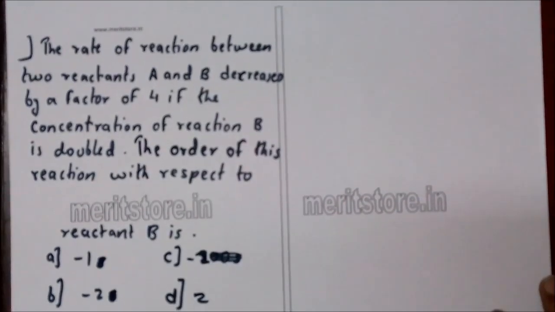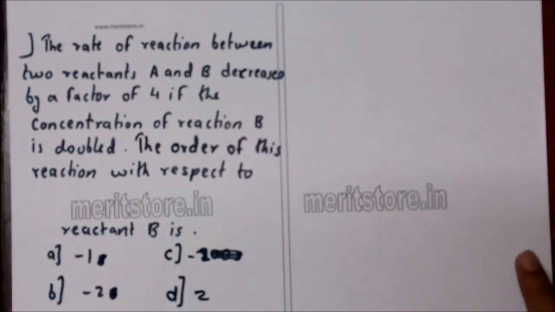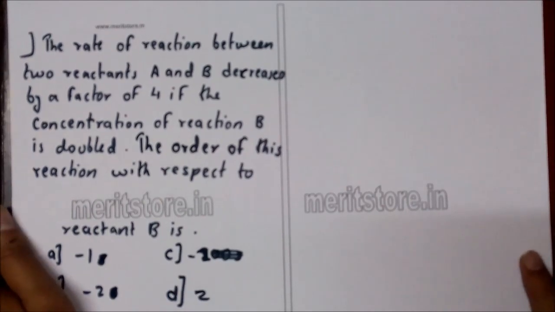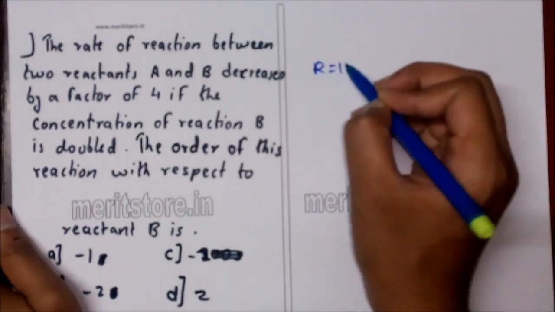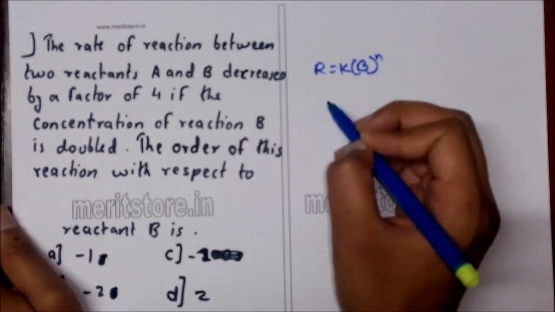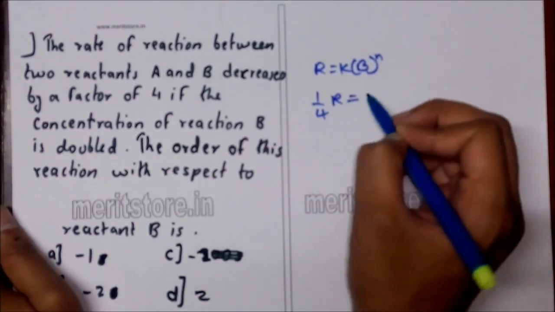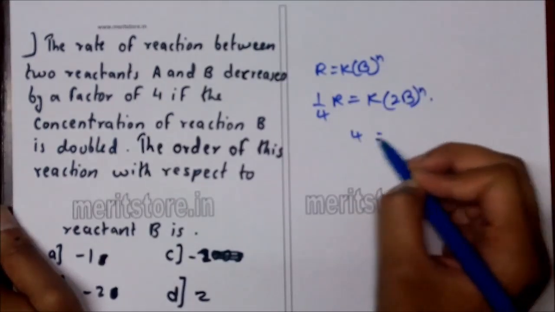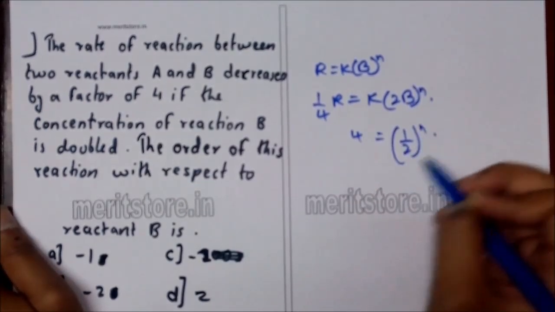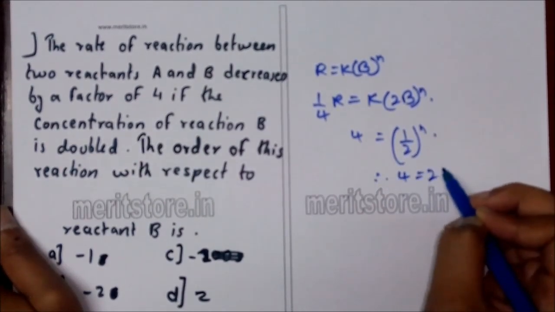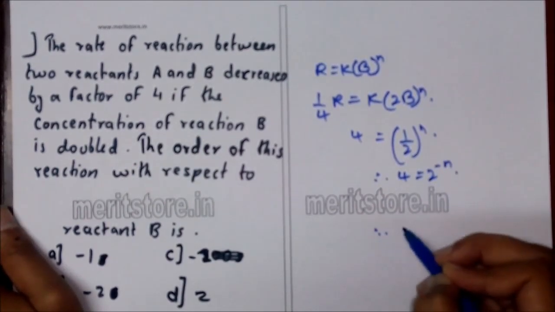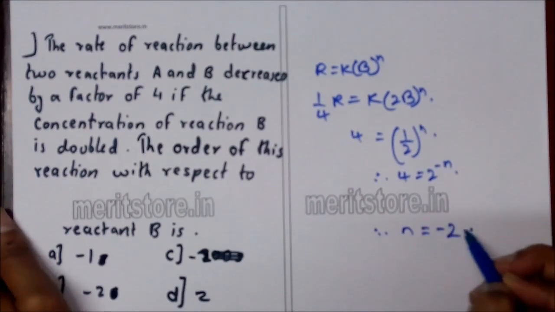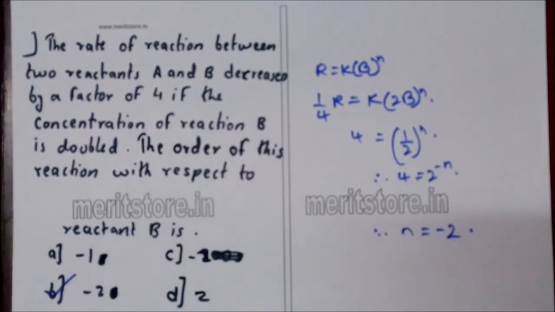The rate of the reaction between two reactants A and B decreases by a factor of 4 if the concentration of reactant B is doubled. The order of this reaction with respect to B is? We know that R is equal to K B raised to n. So we can write this as 1 by 4 R is equal to K (2B) raised to n. 4 is equal to half raised to n. Therefore, 4 is equal to 2 raised to minus n. Therefore, n is equal to minus 2. So option B is the correct answer.